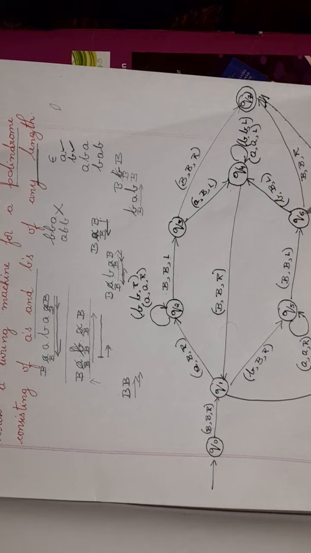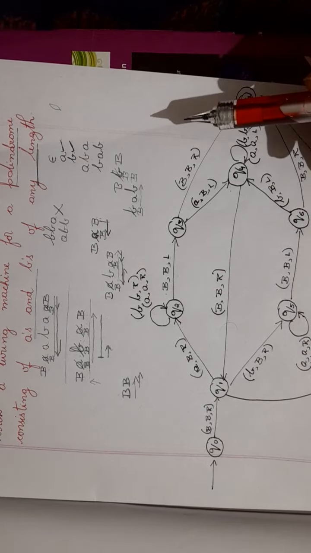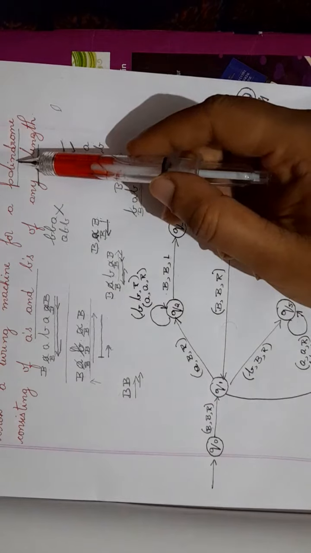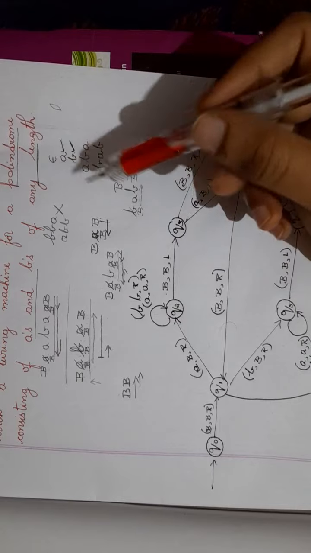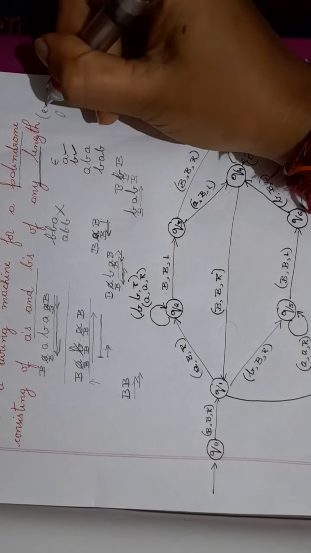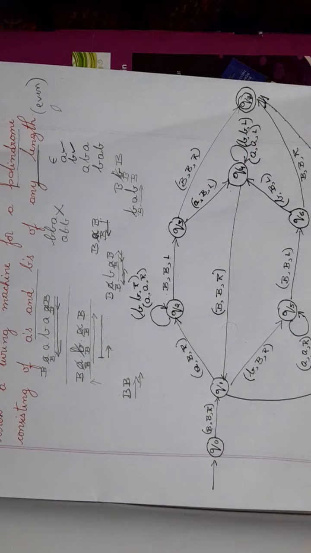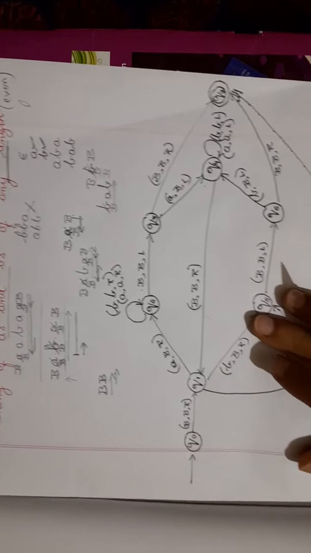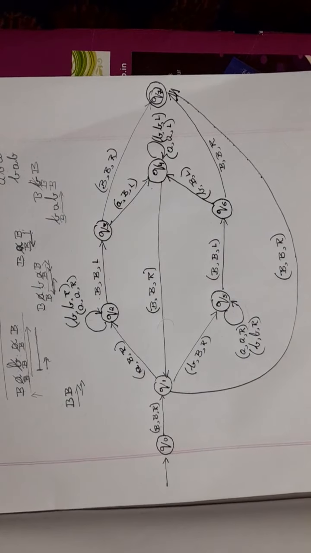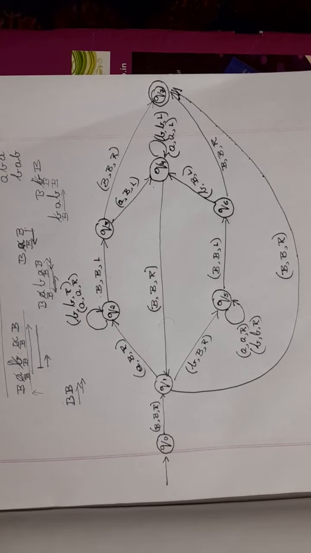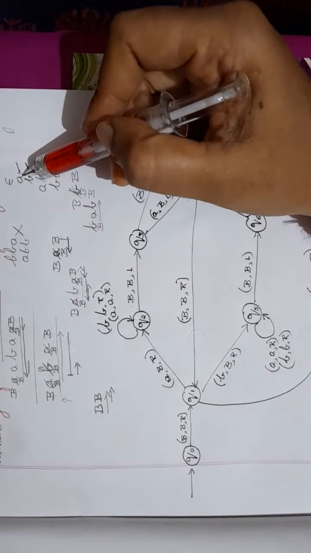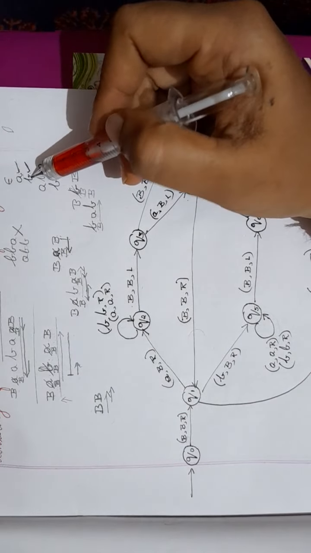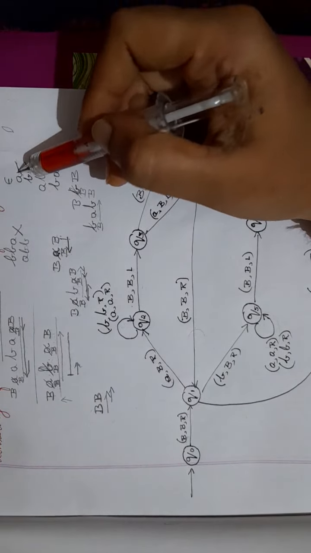If the same question is asked with slight changes, that is, draw a Turing machine where the palindrome can be of any length, but I want a palindrome of only even length, what changes should I do here? This Turing machine remains the same. This A was acceptable here, even B. But are A and B even length? No, A and B are odd, right?